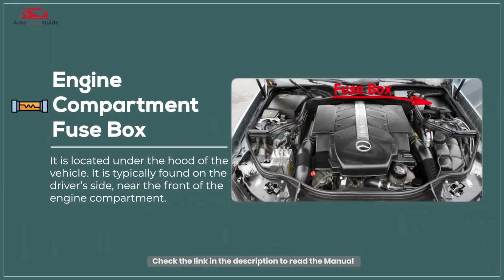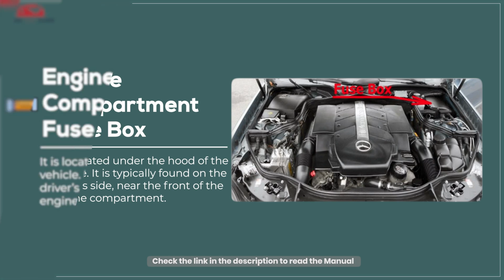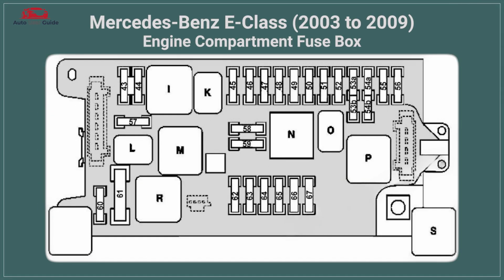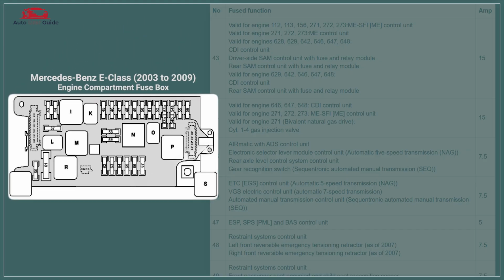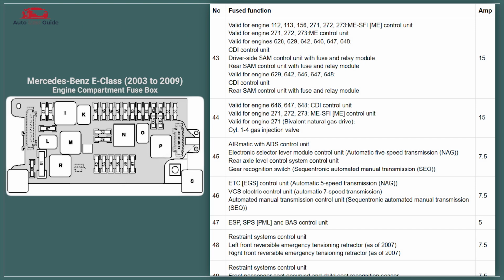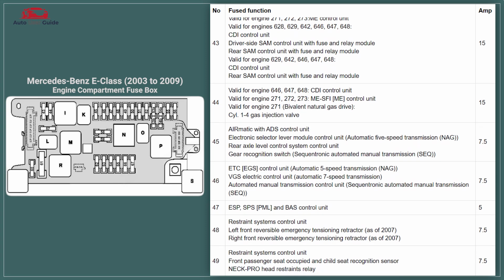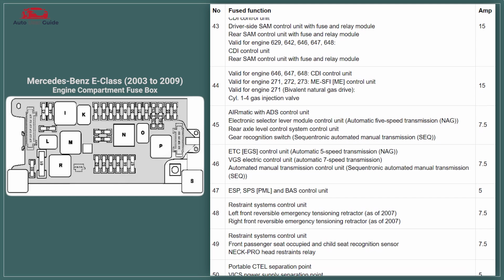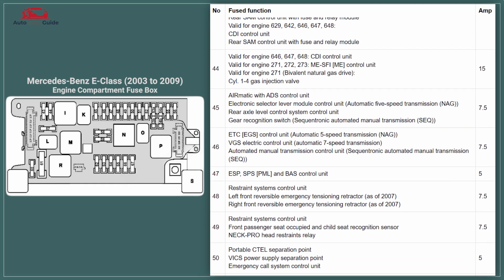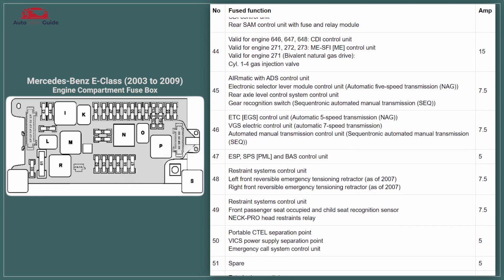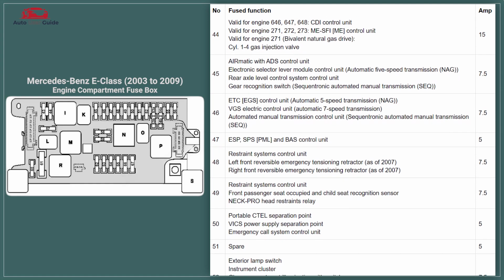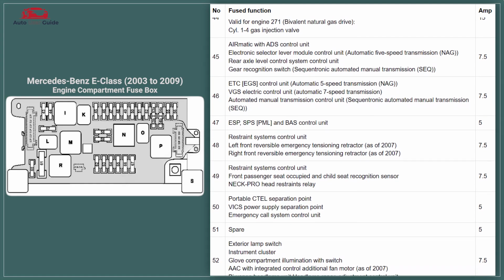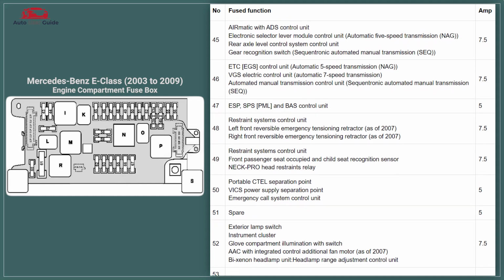Engine compartment fuse box. The engine compartment fuse box Mercedes-Benz E-Class 2003 to 2009 is located on the left driver's side near the windshield under a plastic cover and contains fuses and relays for engine management, ECU, ABS, lighting, ignition, and cooling systems, with a diagram provided inside the fuse box lid.